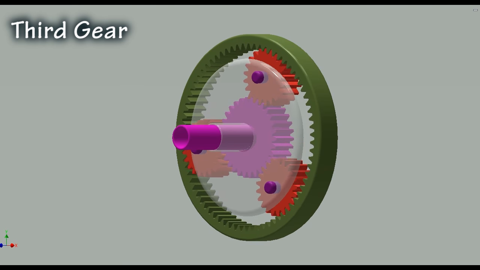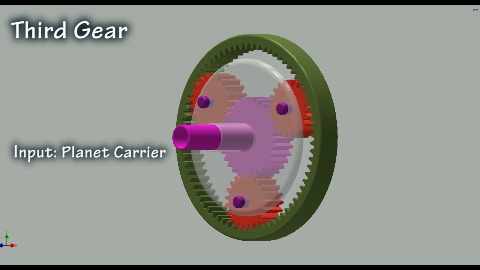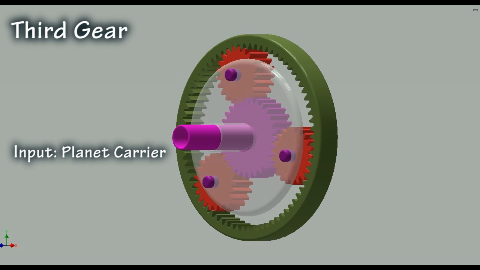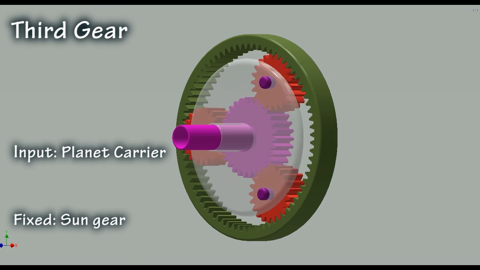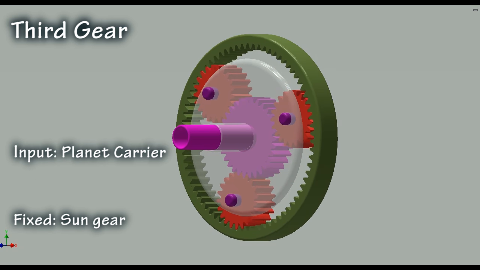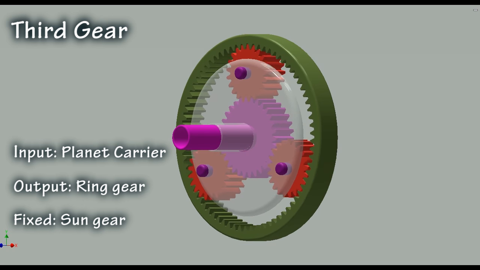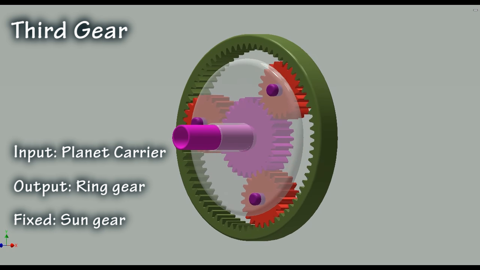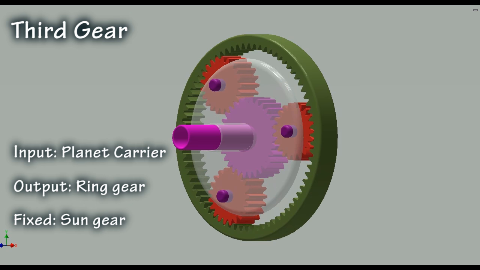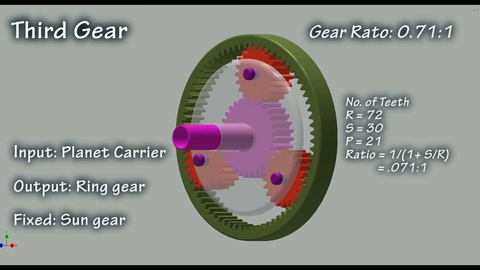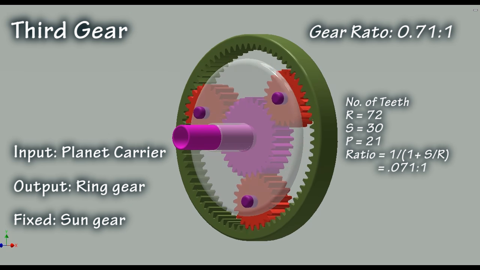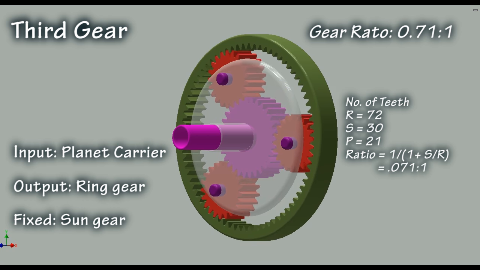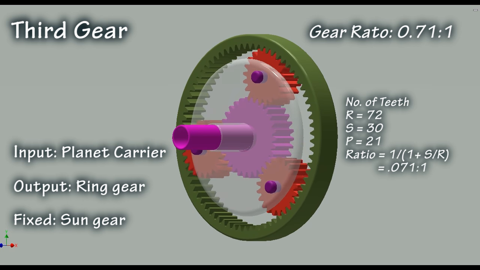In third gear, the planet carrier is driven by the torque converter. The sun gear is held stationary. The ring gear is connected to the output and drives the wheels of the car. Thus, a gear ratio of 0.7:1 is obtained, and the output speed is faster than the input speed.